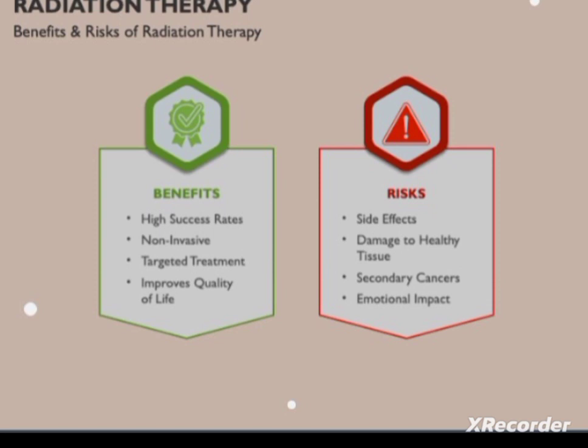Then there are some risks for radiation therapy, that is side effects. It damages the healthy tissue, and not only that, it affects the rapidly dividing cells. Then secondary cancers, there is a risk of secondary cancer. Then emotional impact, in case of alopecia or other side effects, there is a lot of emotional impact on the part of the patient. So there are some risks like that. The main risk is secondary cancer.